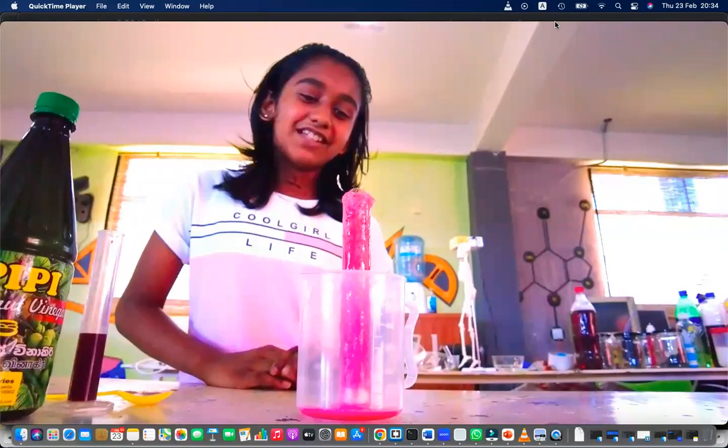Veyangoda Central College. Central. Sanoli, you can come to the Steam labs. It's in Veyangoda. Still, we have not visited.